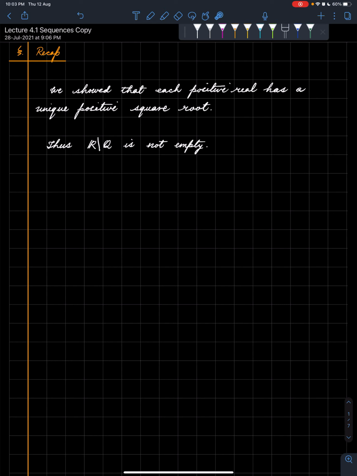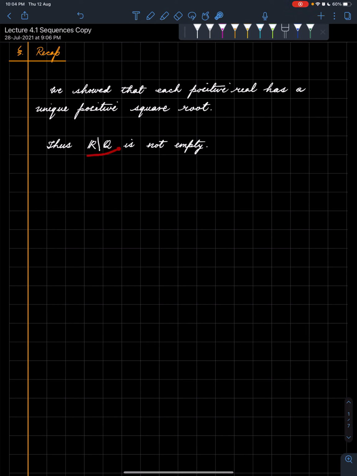So we discussed what is the square root of a real number, and then we showed that every non-negative real number has a unique non-negative square root. Here I have written positive real number, that doesn't matter.